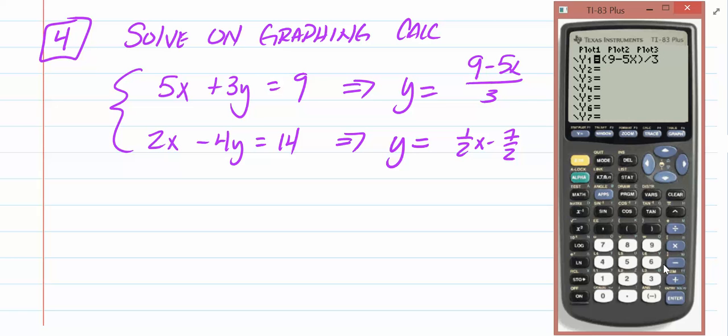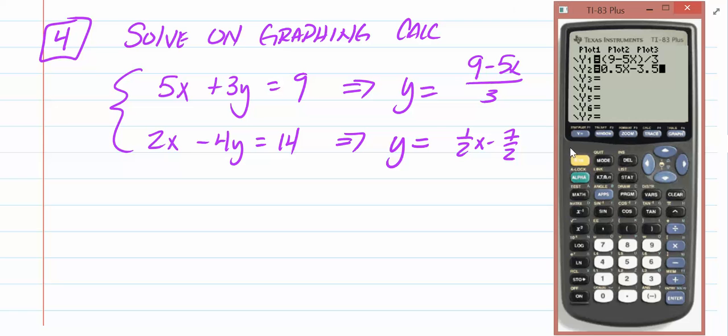This one is 1/2 x, so I'm going to go 0.5x minus 7 divided by 2, which is 3.5, right? Yeah. Okay, so I'm going to do it that way. So however you have it, you're good to go.